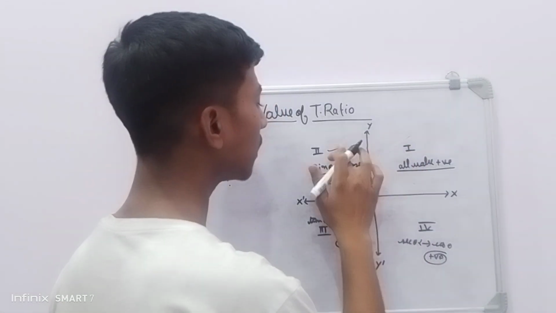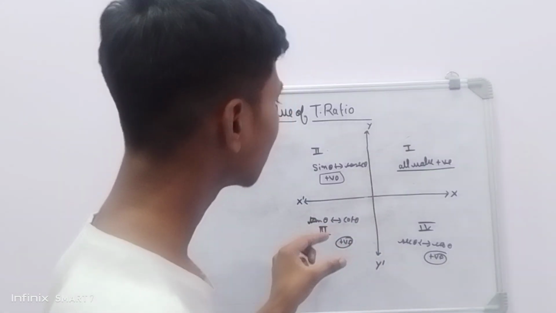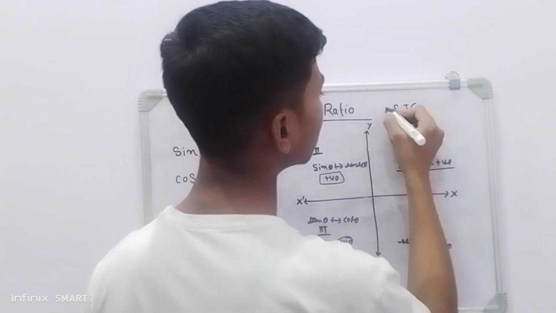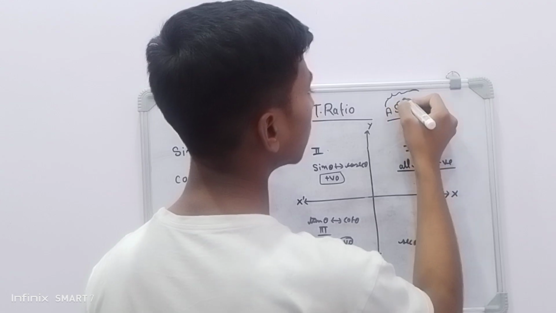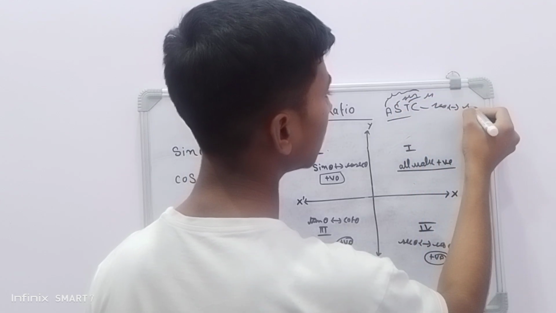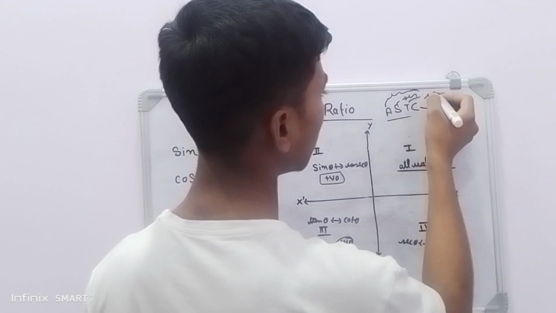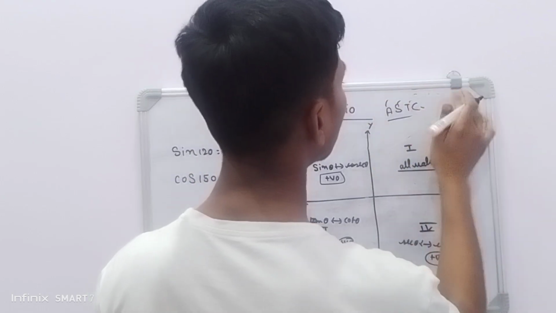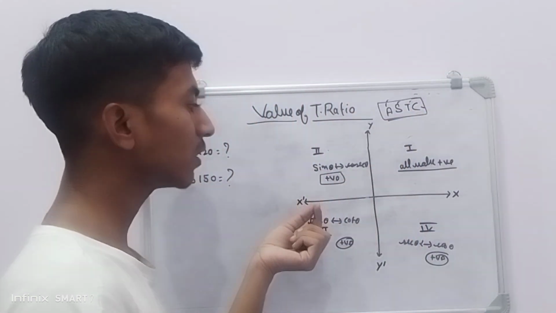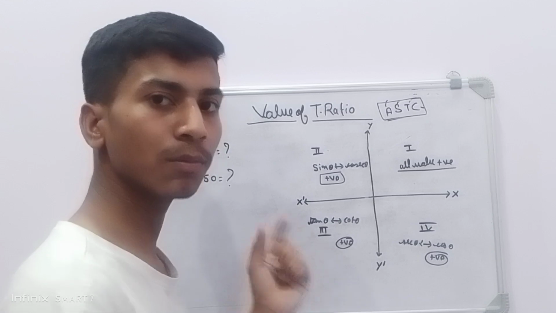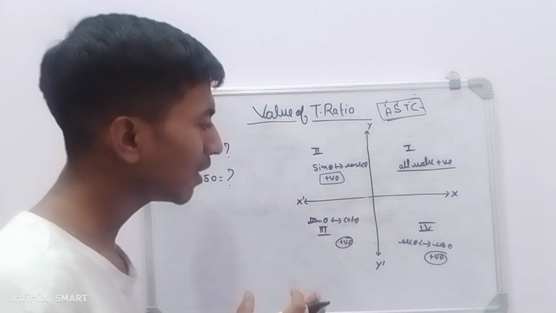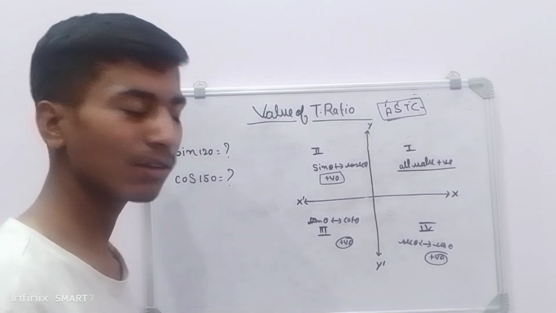You have to remember this, and you can remember it by writing 'All Sin Tan Cos'. All values remain positive in the first quadrant, then sine, then tan, and then cos. Cos's opposite is sec, tan's opposite is cot, and sine's opposite is cosec. This can be a trick by which you can remember in which quadrant each trigonometric ratio remains positive. But I want to explain something more interesting from this.